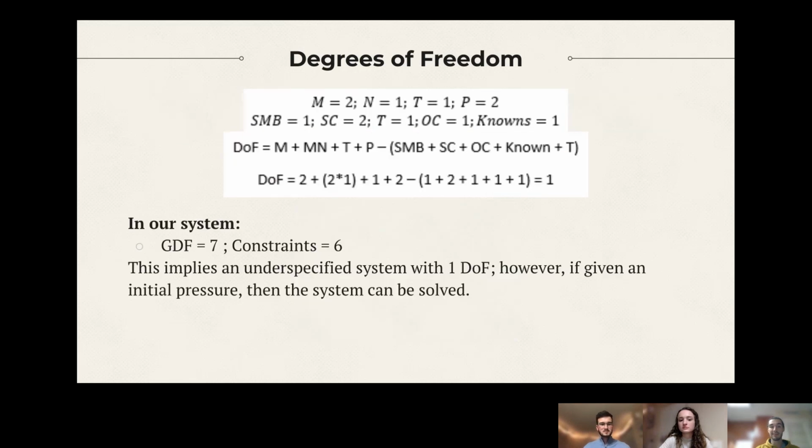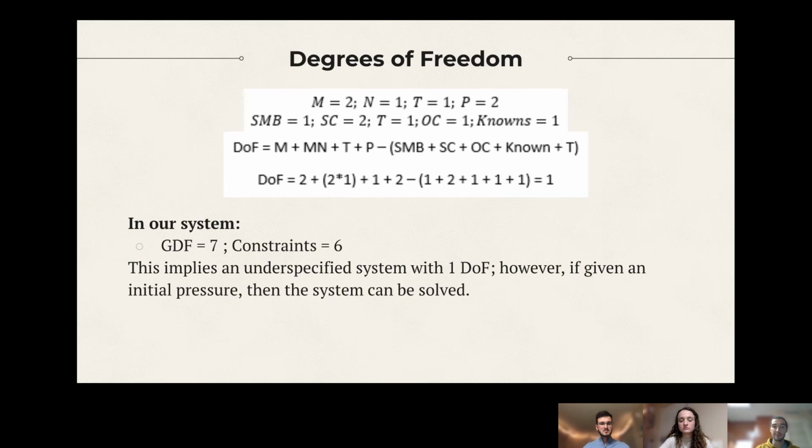This allows for the vast simplification of the equations needed to completely specify a pump. Using a simplified form of the energy balance, equation 1, as our other constraint, it becomes apparent that the total number of constraints is 6. So, subtracting the general degrees of freedom from the constraints leads to a total of 1 degree of freedom. This, however, can be accounted for when given an initial pressure.